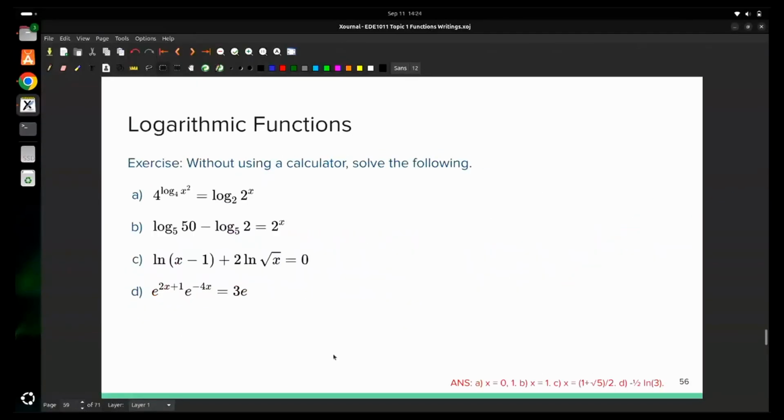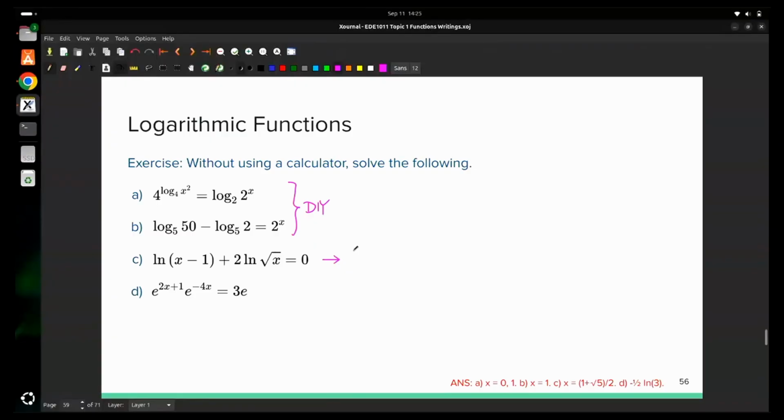Okay. Yeah, so I'm going to leave you to try out some of the questions, and maybe I'll just solve the harder ones. Harder ones will be, I think, C and D. Okay? So this one, DIY, because the answer is given there. If you cannot, then I'll go through during the class tomorrow. Okay? Do it yourself for A and B. C, I'll go through with you. So now, without using a calculator, solve the following.